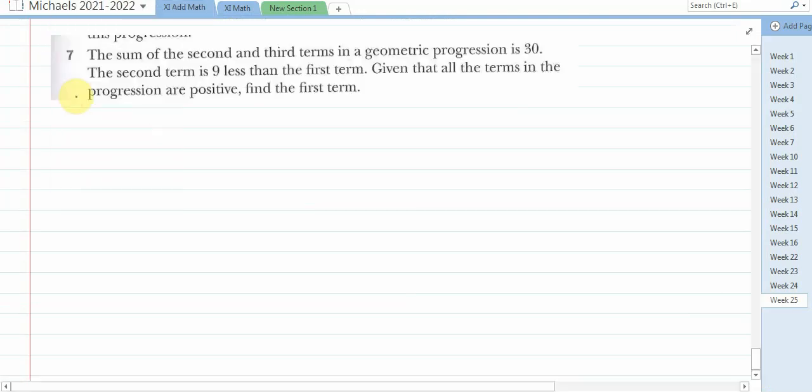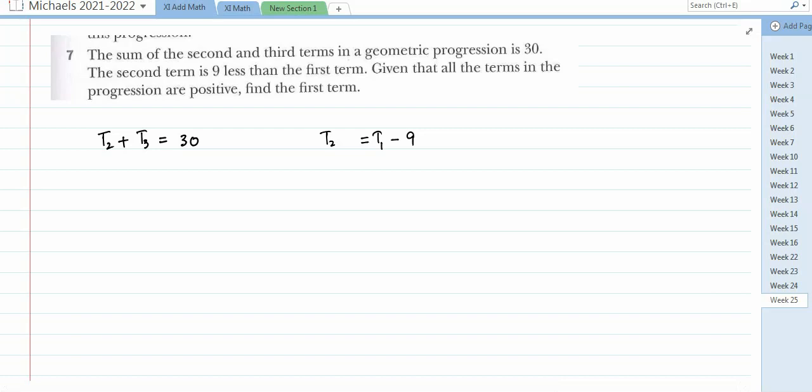It's question number 7. It says the sum of the second and the third term in a progression is 30. The sum of second and third. We can say that we have T2 plus T3 equals 30. The second term is 9 less than the first term. So you have the second term 9 less than the first term. That means it is T1 minus 9. Given that all the terms in the progression are positive, find the first term. Alright.